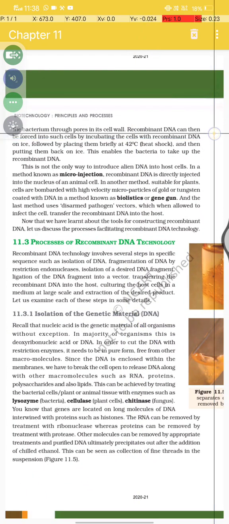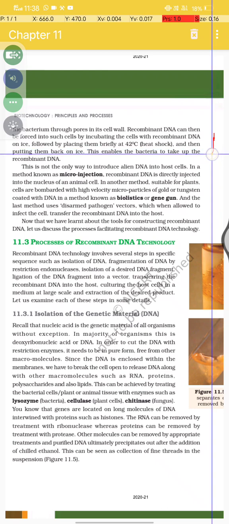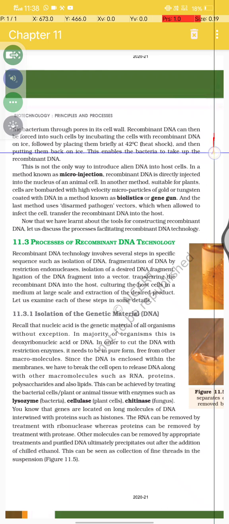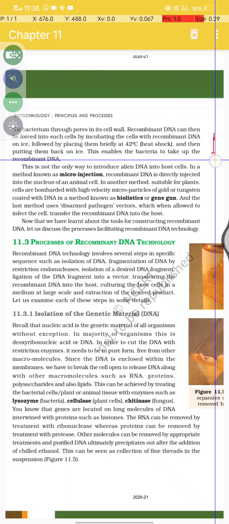Now, the bacterium through pores in its cell wall, recombinant DNA can then be forced into such cells by incubating the cells with the recombinant DNA on ice, followed by placing them briefly at 42 degrees Celsius (heat shock) and then putting them back on ice. This enables the bacteria to take up the recombinant DNA.